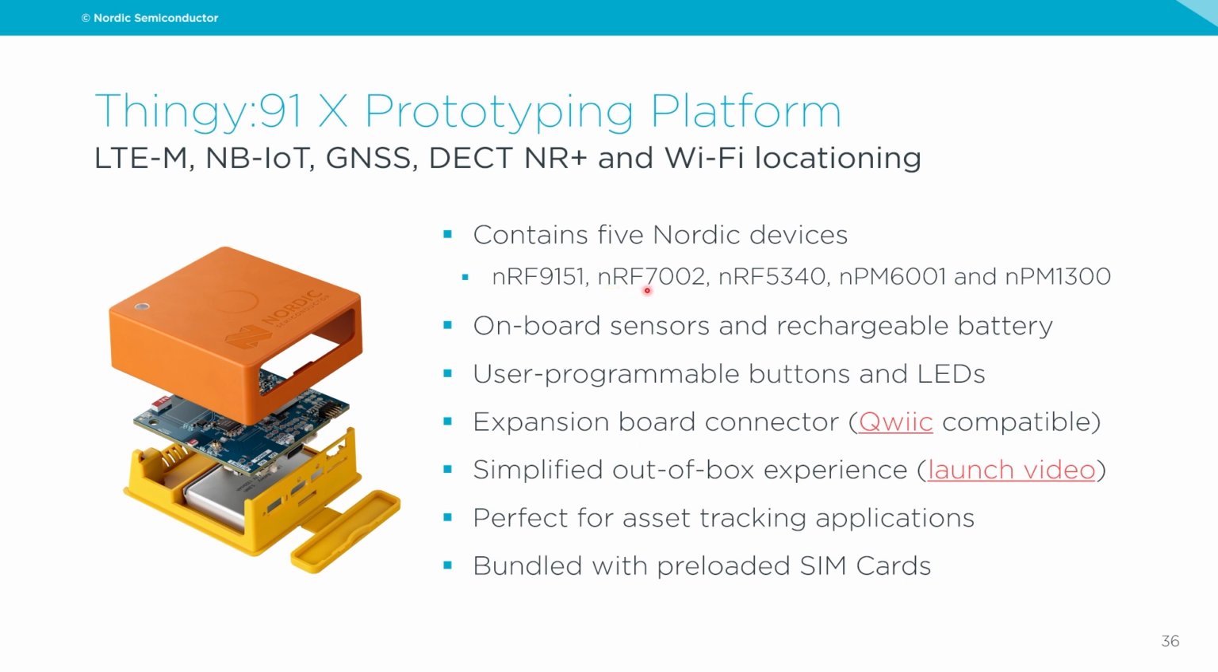Then we have the nRF7002 Wi-Fi device for Wi-Fi scanning, Wi-Fi locationing. The nRF5340 acts mostly as a board controller. And then we have 2 of our PMICs, the nPM6001 and the nPM1300. That provides you, amongst other things, battery charging and fuel gauging.